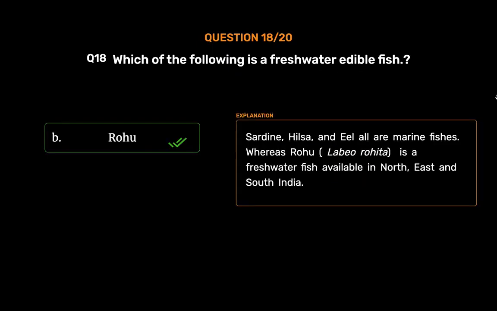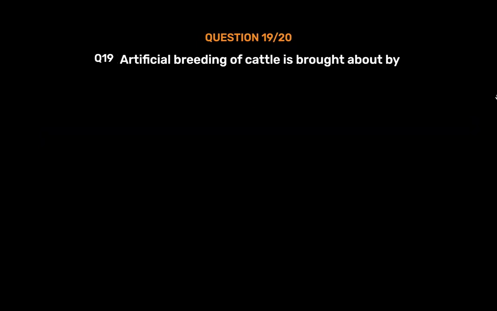Rohu. Sardine, hilsa, and eel all are marine fishes, whereas rohu, Labeo rohita, is a freshwater fish available in North, East, and South India.